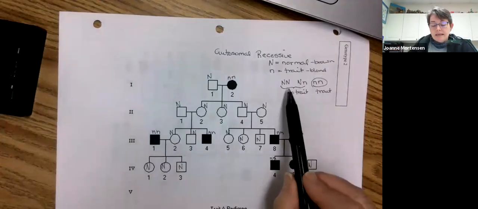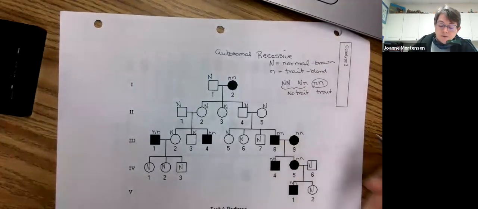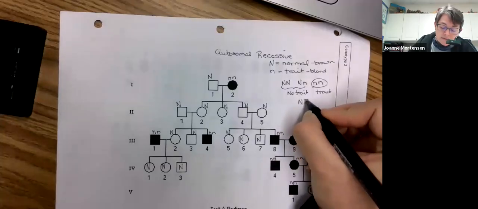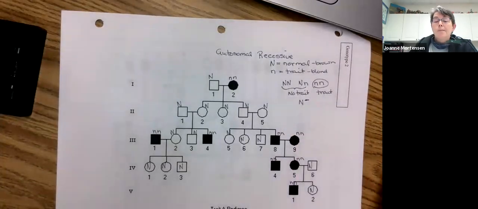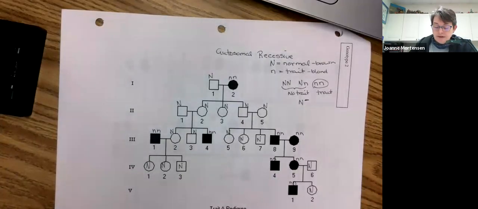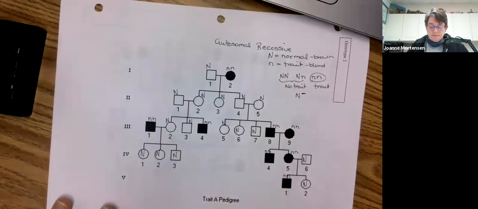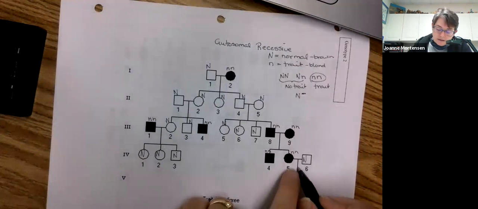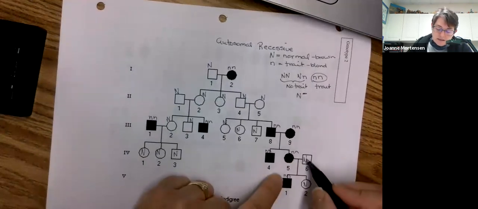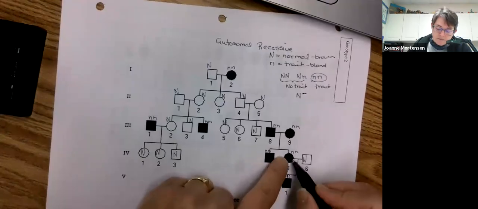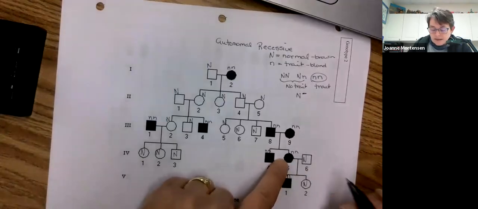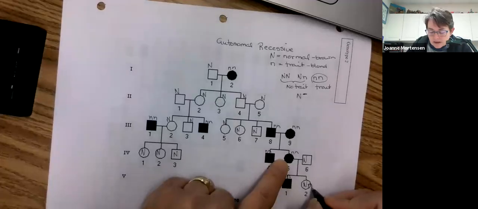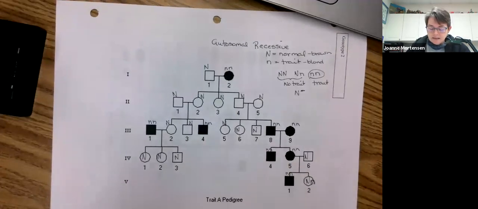But the trick, is it this one or is it this one? Oh, and don't forget, there is also the possibility of I don't know. There is that possibility where you can't tell based on the information you have. All right, let's start from the very bottom. Let's go individual number 2 over here. Well, let's go up and look at the parents. Must have got the normal gene from dad. But mom had the trait, so the only thing she could contribute is the little n gene.